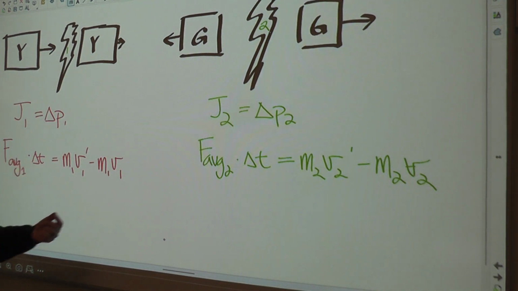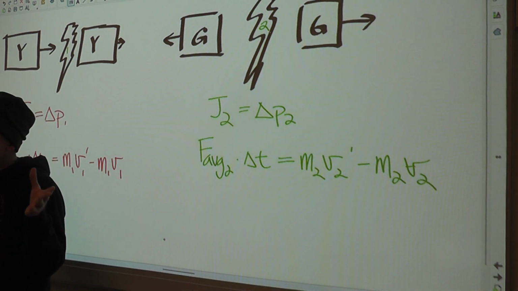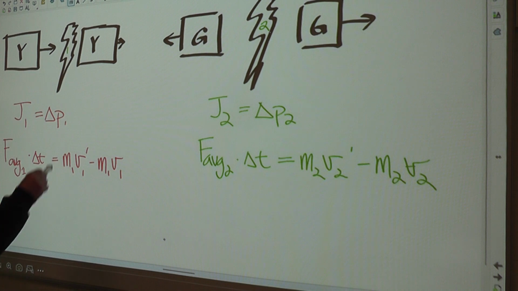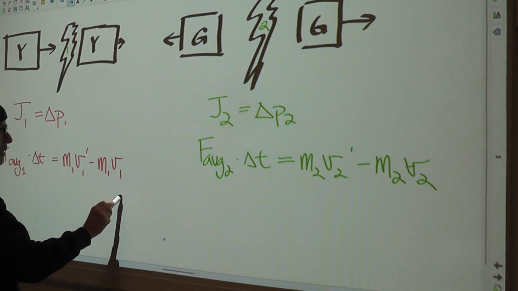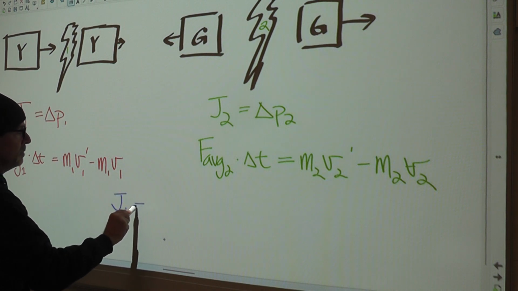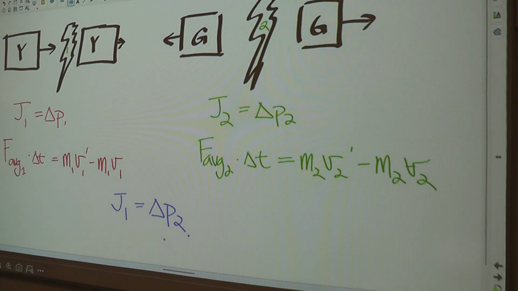We know this is true. We know this is true. It makes sense to think, just intuitively, that maybe the impulse acting on cart 1 is going to be the same as the change in momentum of cart 2. Why? Well, there's something symmetrical going on here, right?